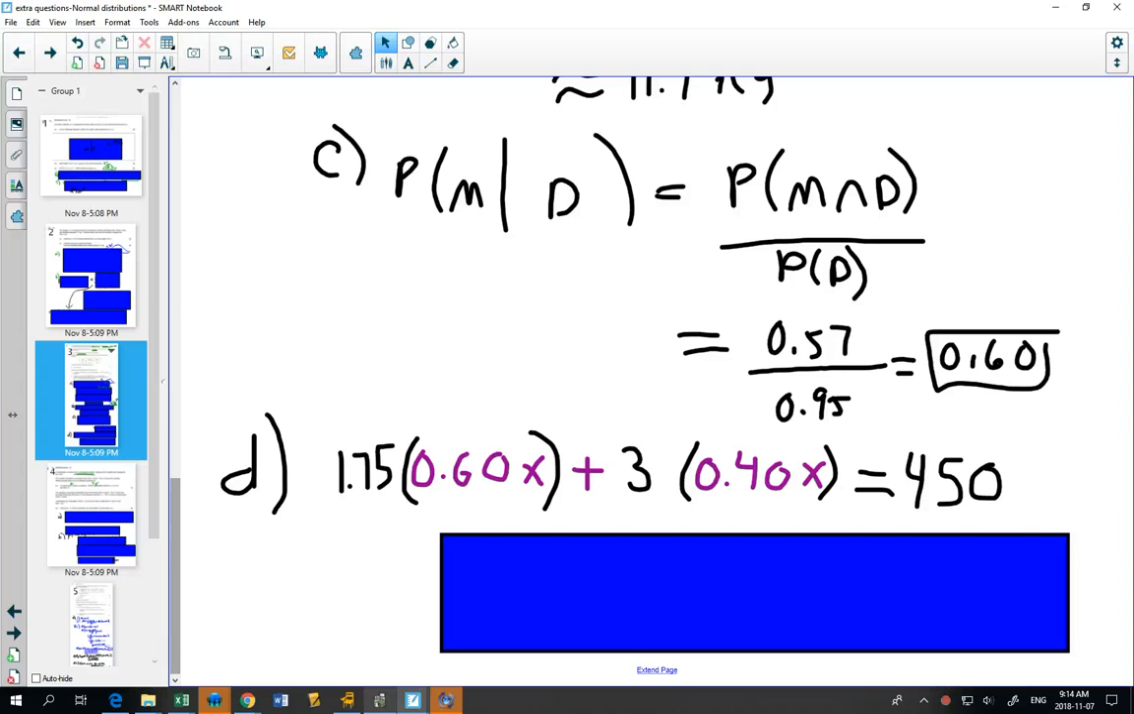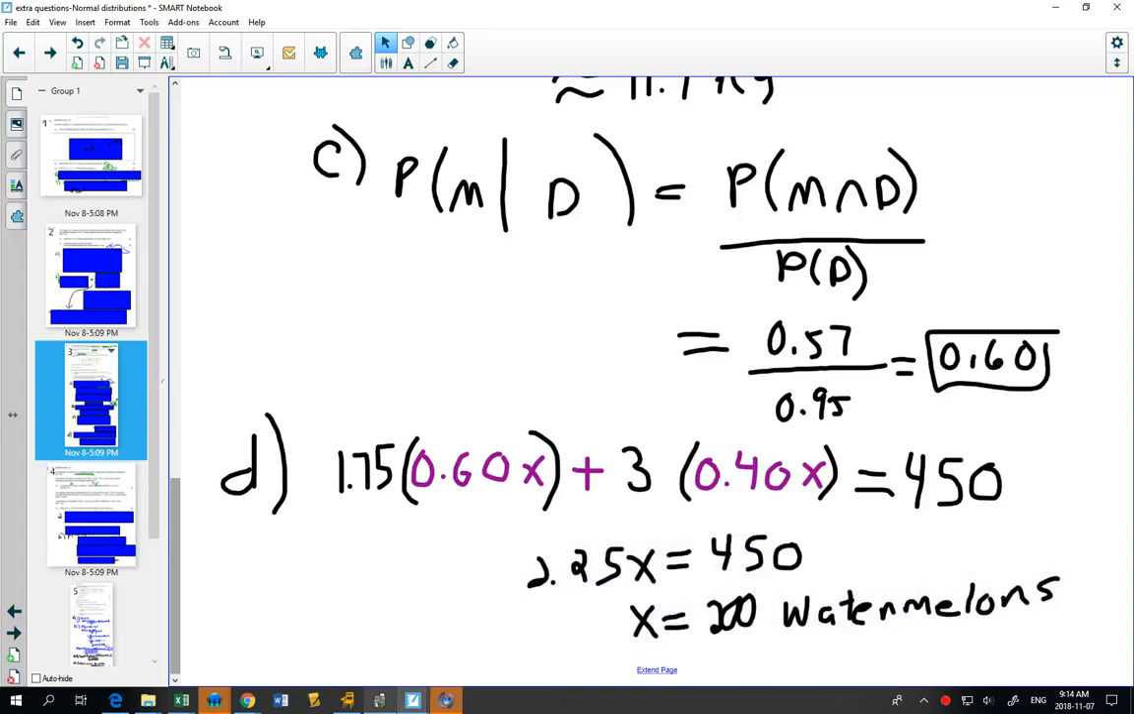Our profit plus the costs would have to equal the revenue that you brought in, because your profit in the end is how much money you brought in minus your costs. So you would have to bring in $450 in the end. Now that we've set this up, this is the hard part, was interpreting that question and coming up with this equation. Once you have this equation, the math itself isn't too bad. Solve for X, and you had to have 200 watermelons.